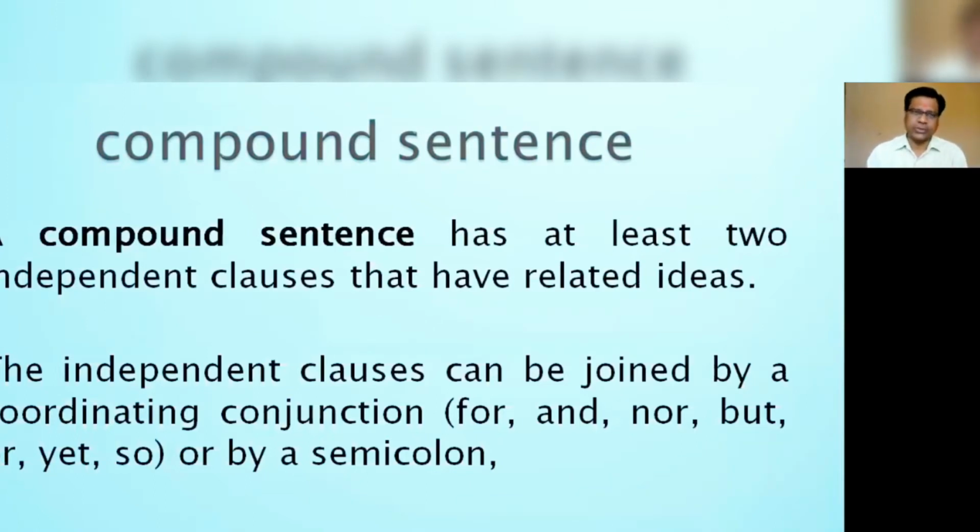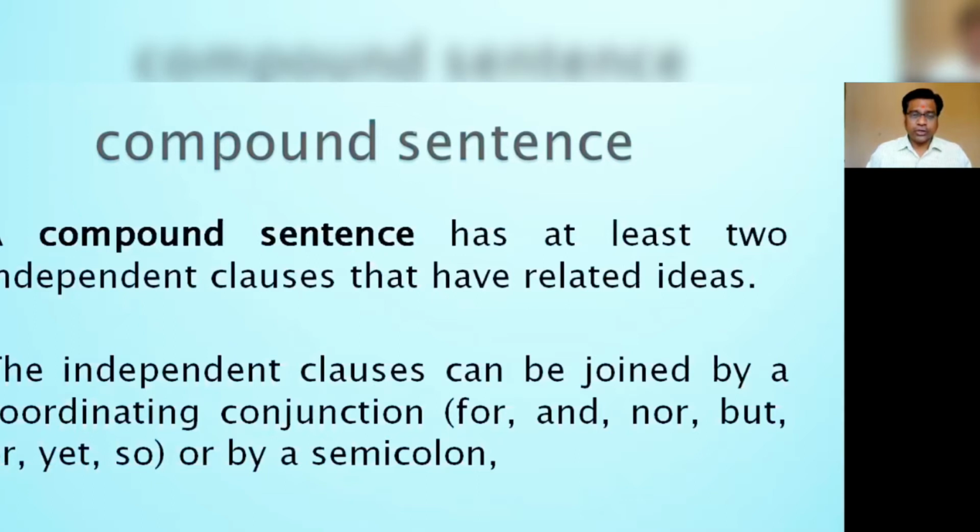Mind it well, there is a difference between a dependent clause and an independent clause. An independent clause is a kind of clause that can stand on its own, whereas a dependent clause is a clause that depends on others. So here in compound sentences, you have at least two independent clauses and they generally express related ideas. The independent clauses can be joined by a coordinating conjunction.